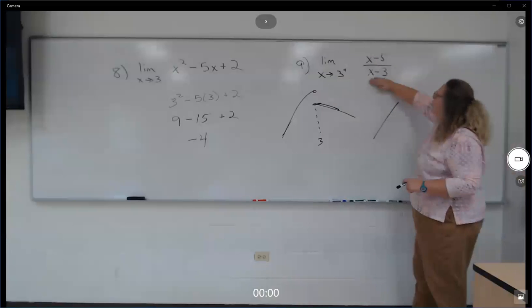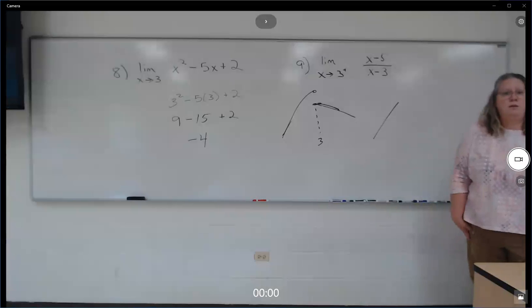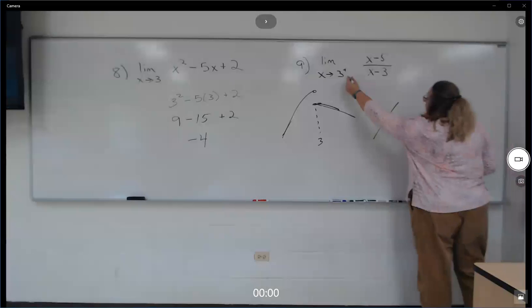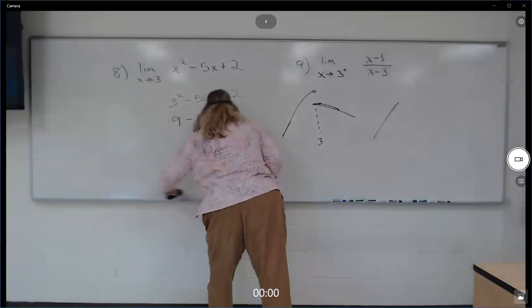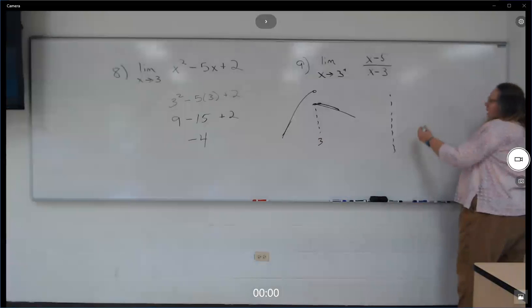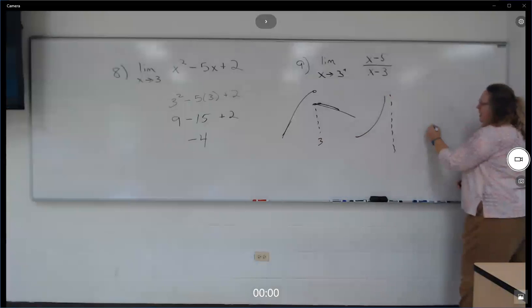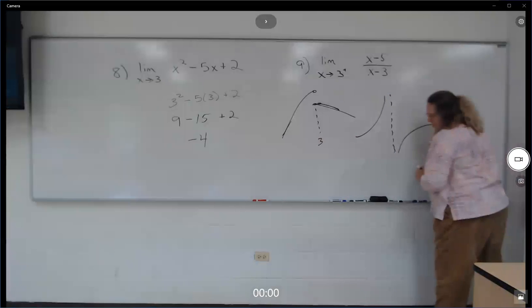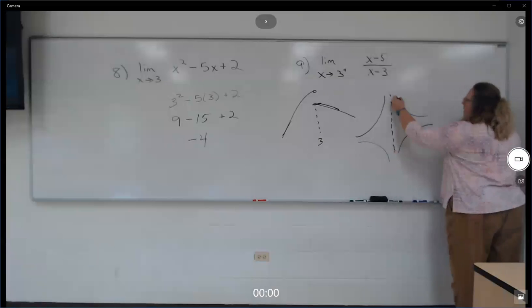So if it only makes the bottom 0, does anyone remember what that is? If it only makes the bottom 0, you have an asymptote at 3. There's no longer a hole, you have an asymptote. And with these rational functions, the graph is either going up here and down here, or it would be going down here and up here. Maybe I should do it as two separate graphs.